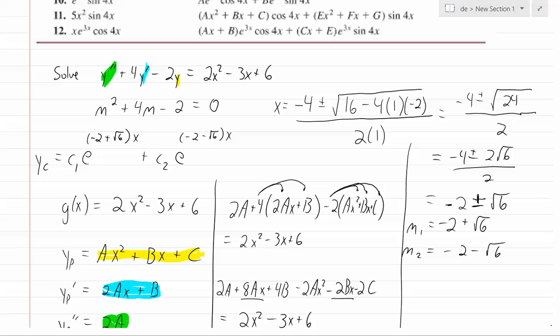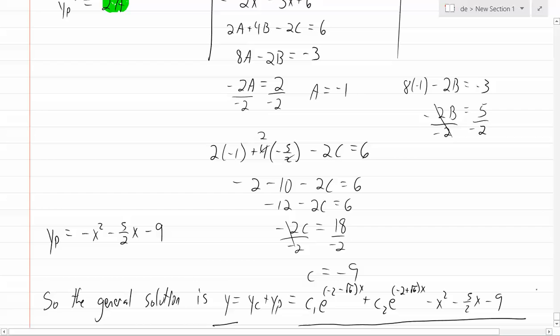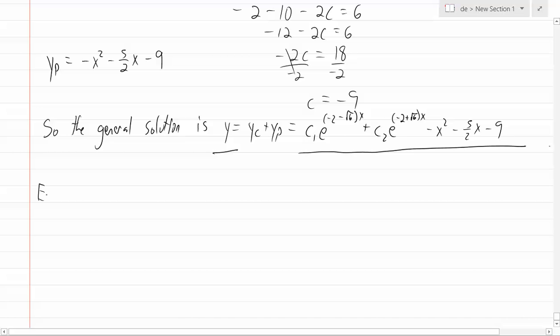Then we take as many derivatives as we need to, and we plug that back into the original differential equation and set it equal to the right side of the differential equation. You come up with a system of equations and solve for your undetermined coefficients, and then your general solution is equal to y sub c plus y sub p, that particular solution that you found.